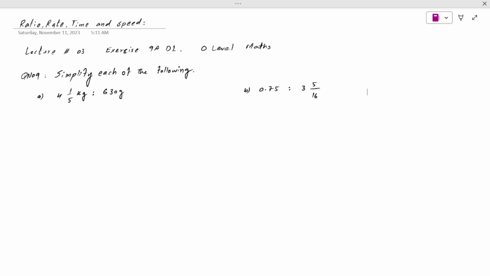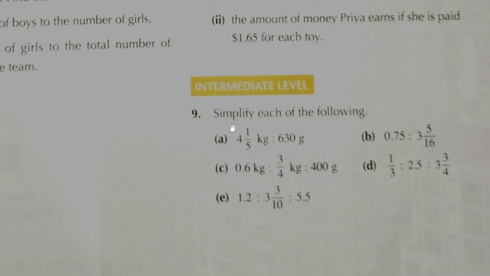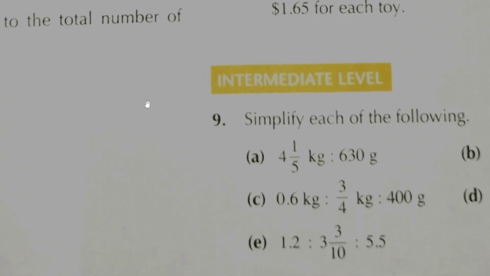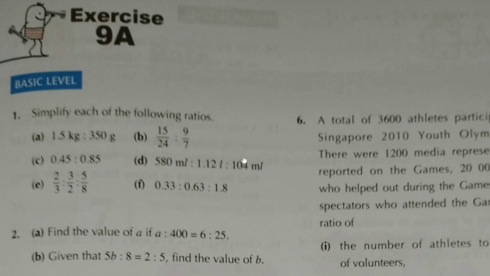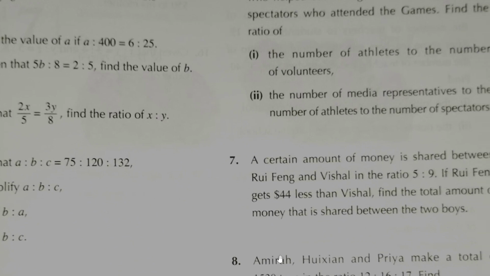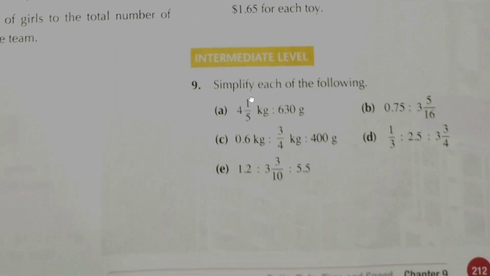Rate, time, and speed. This is exercise 9A, D1 O level mathematics. In my previous lecture, I solved 8 questions of this exercise, and today I am going to solve question number 9 and onward. Question number 9 is: simplify each of the following. This is the question in the book, exercise 9A.